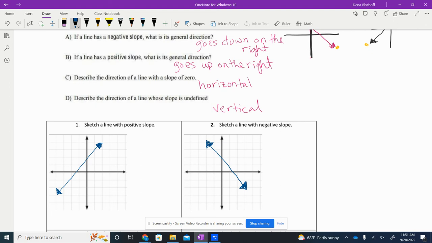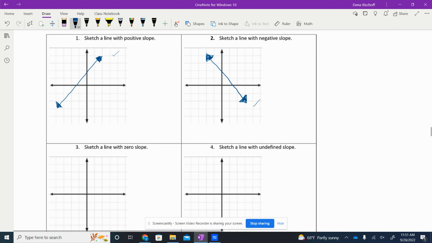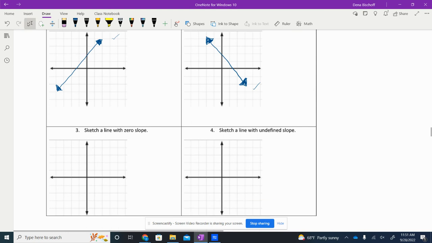So we know that negative slope goes down on the right. This is going down on the right. Positive slope goes up on the right. This is going up. Zero slope is horizontal and undefined slope is vertical. So sketch those next. Undefined slope and zero slope.